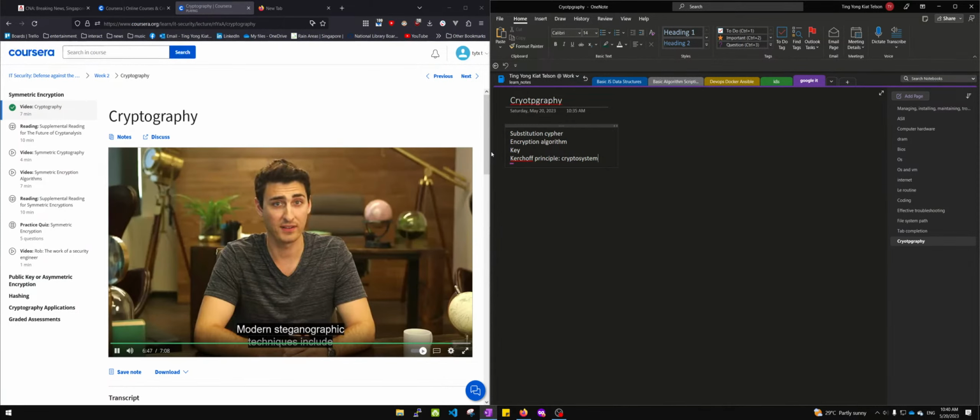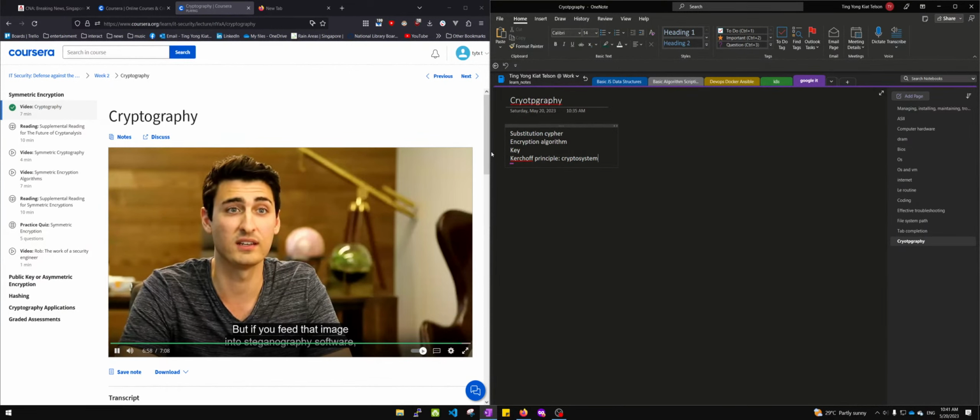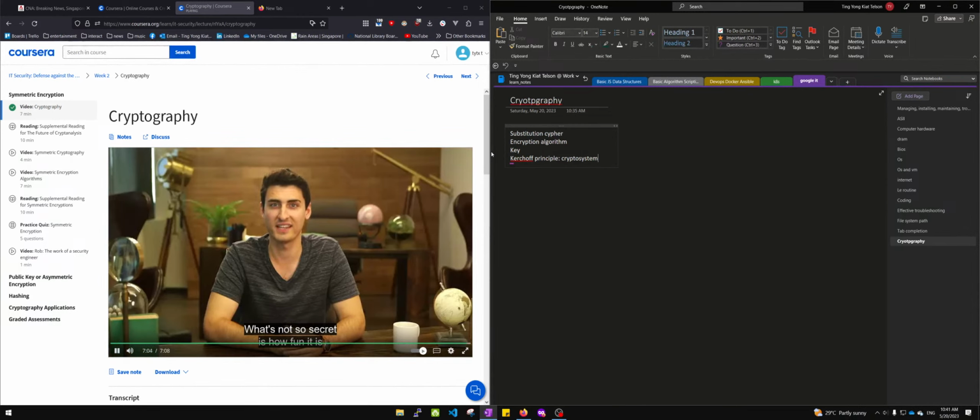Modern steganographic techniques include embedding messages and even files into other files, like images or videos. To a casual observer, they would just see a picture of a cute puppy. But if you feed that image into steganography software, it would extract a message hidden within the image file. What's not so secret is how fun it is to learn about all this spy stuff, don't you think?